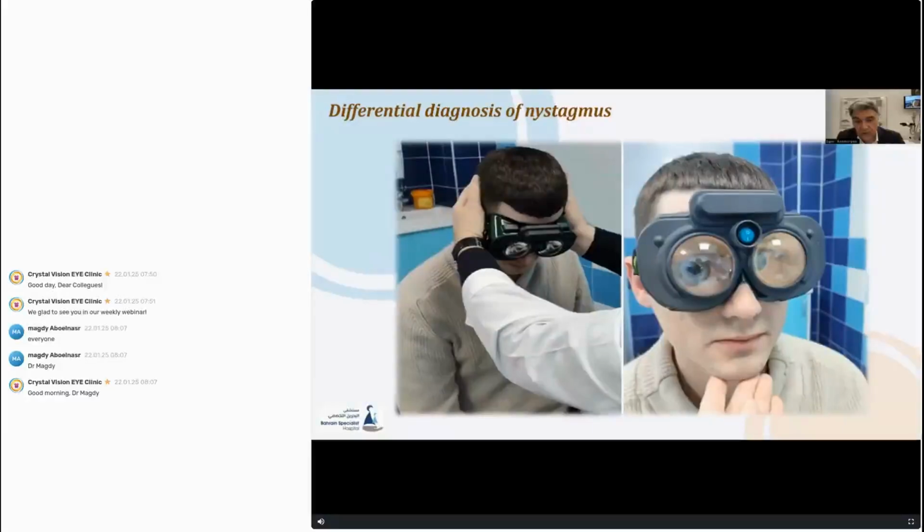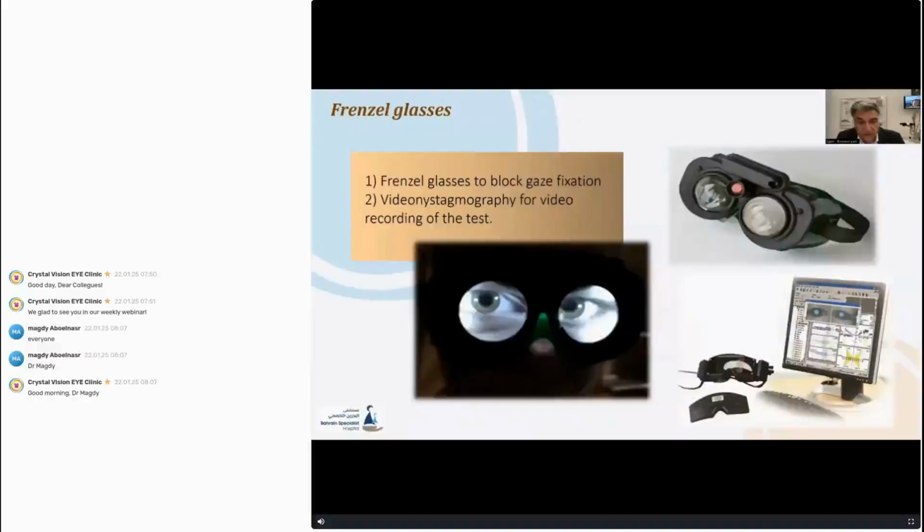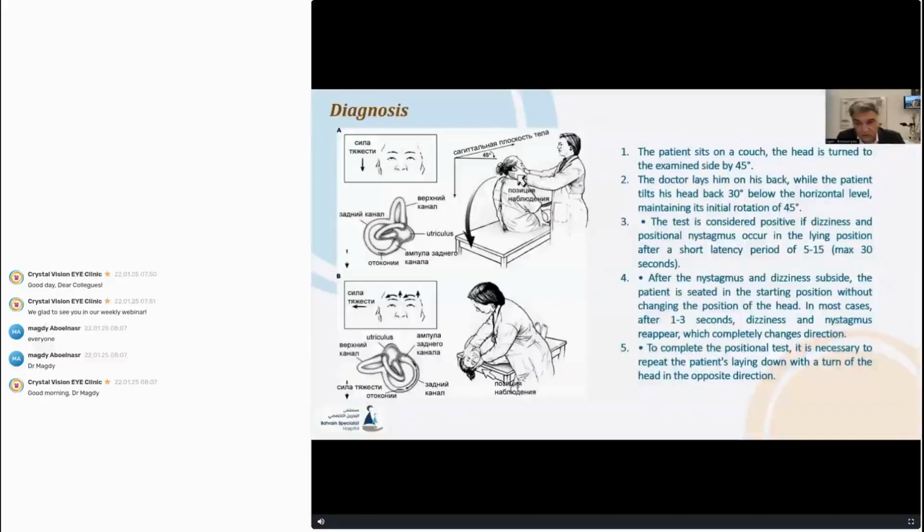Here you see one of the methods that is also used. Here's another method, with the corresponding protocol that you see on the computer. This is one of the methods, the so-called Dix-Hallpike test for diagnosing benign paroxysmal positional vertigo. This is probably more interesting for neurologists and ENT doctors. You can take a look at the stages of this test.